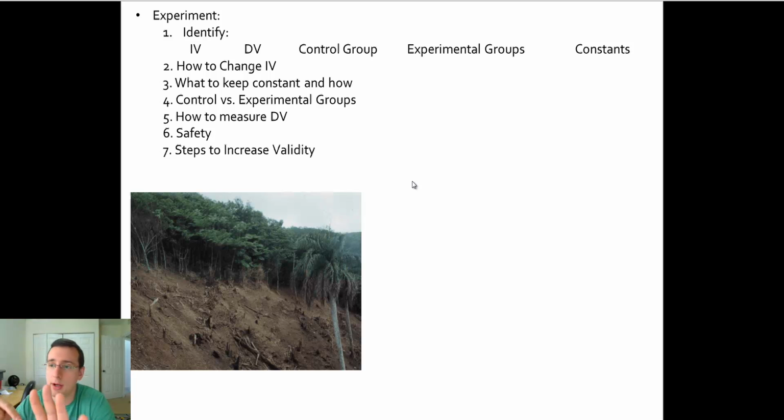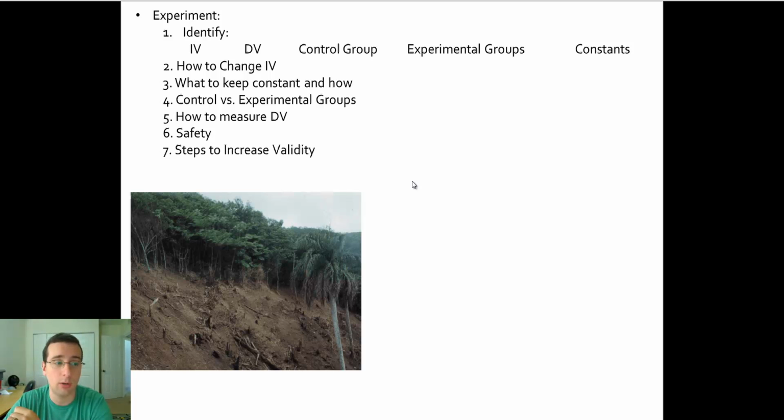Then you also have to talk about the constants. What are other things that could affect the dependent variable that I have to maintain constant? Once you've written that down on a piece of paper and you have all of these 5 things identified, it will be a lot easier to actually create your experiment. And you have to do the following things in the following step. First, think about a way of changing your independent variable.